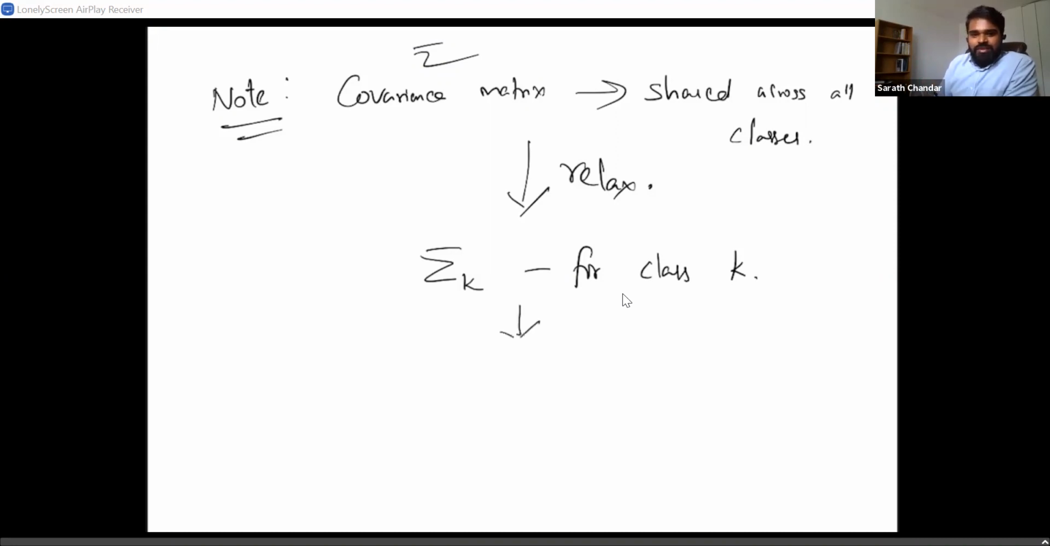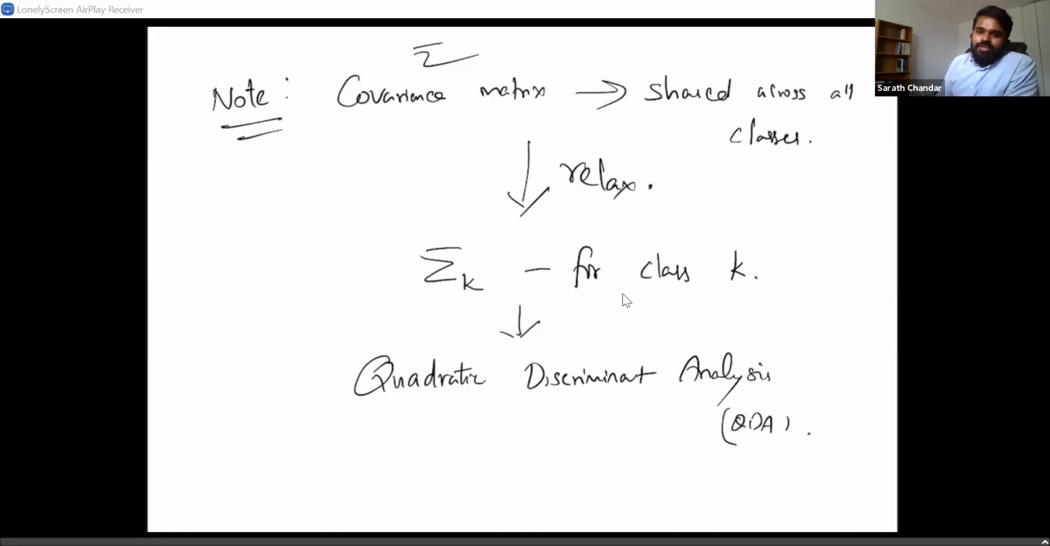That situation where you don't have the shared covariance matrix is known as quadratic discriminant analysis, or QDA.